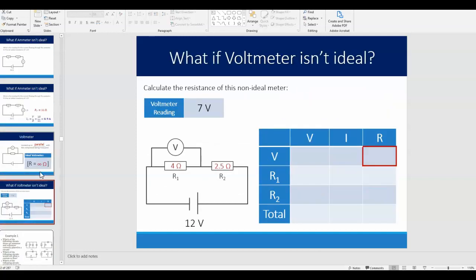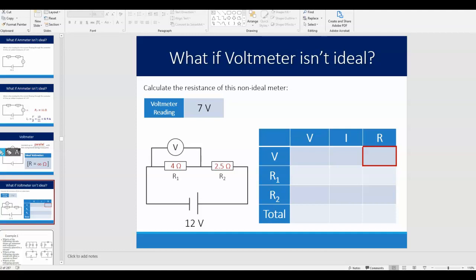So let's say what happens if you have a situation where the voltmeter is not ideal, because an ideal voltmeter has an infinite resistance. Let's say we have this situation here. We have a circuit set up. We have a 12-volt cell, we have two resistors, and we have a voltmeter. And it says the reading on the voltmeter is 7 volts. Let's say I want to find the voltage and current through everything.